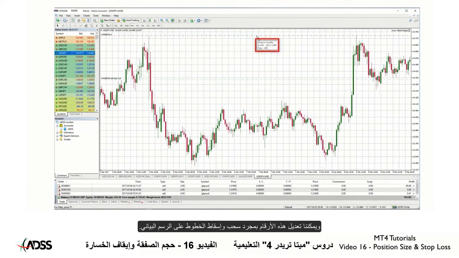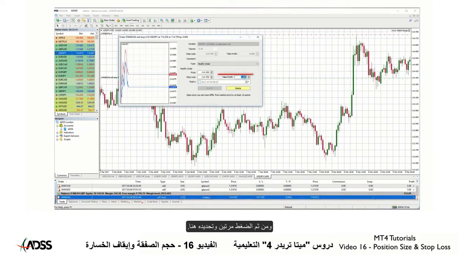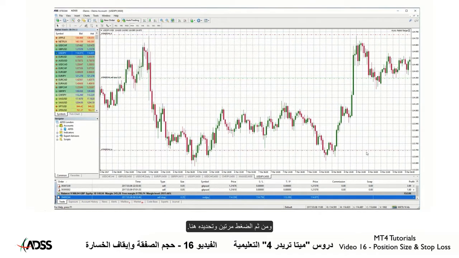We may modify these figures simply by dragging and dropping the lines on the chart. If I want to add a take profit, I simply find the pending order on my terminal, double-click, and set it here. Again, we may modify this line on the chart.